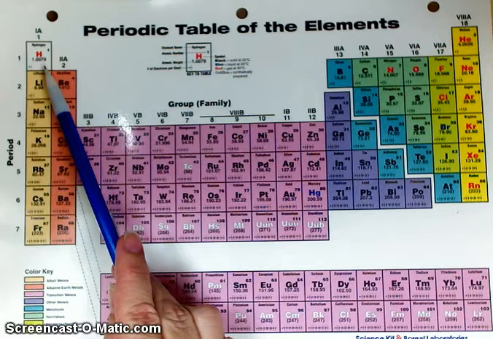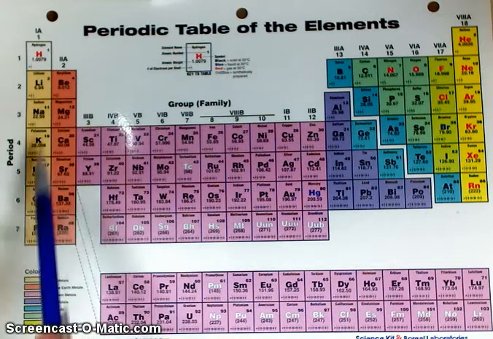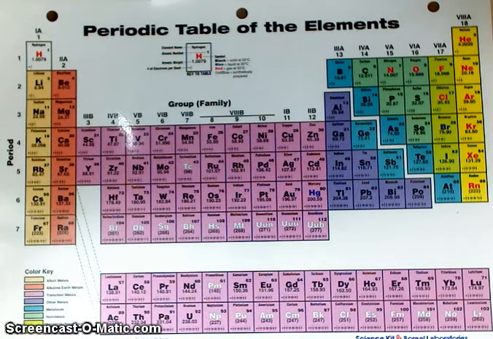Why is hydrogen over there? It's because it has one valence electron like everything else in that column. And because of that, it's very reactive. So number 2 is hydrogen.